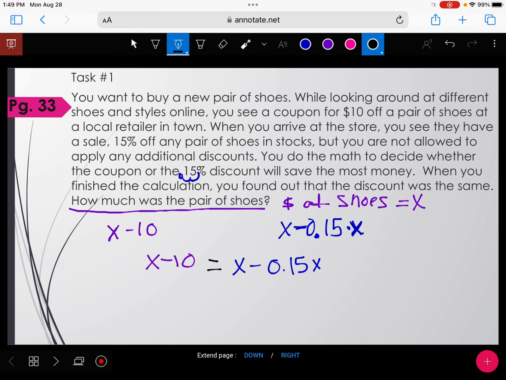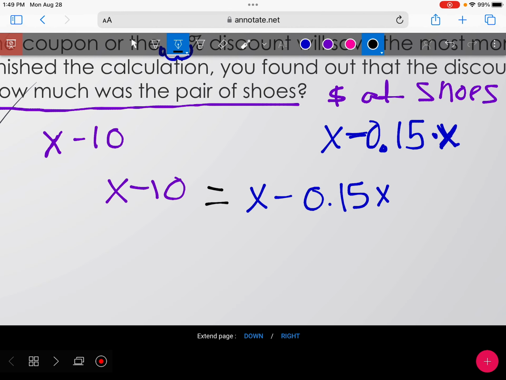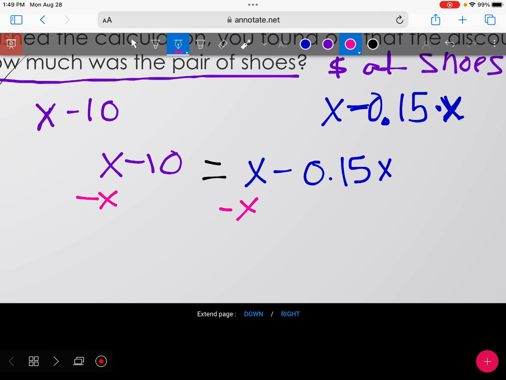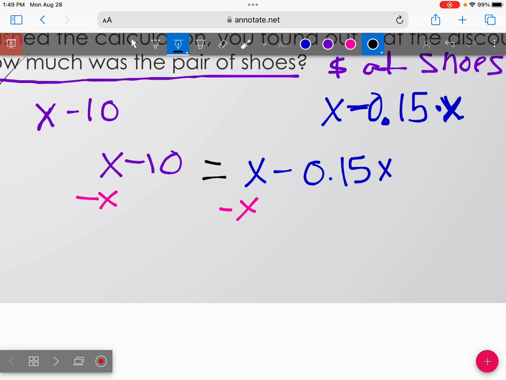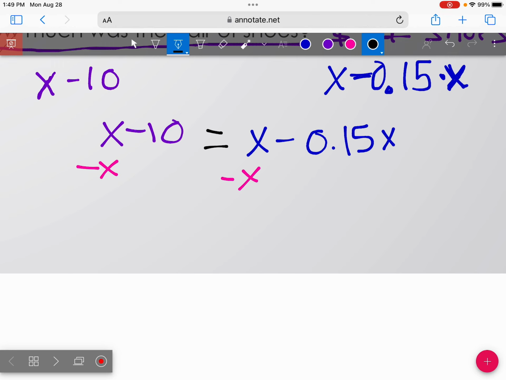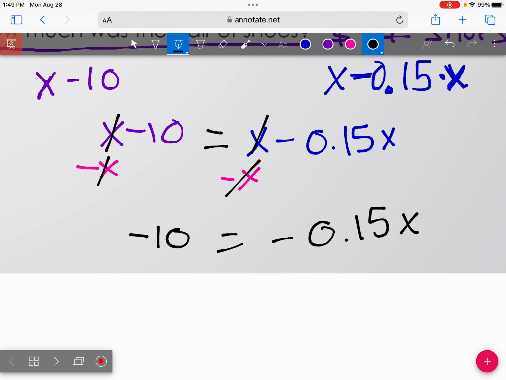So what can we do? How could I go about solving this? Subtract X. Yep, I can do that. I can minus X from both sides. Totally fine. That's going to give me, I'll give myself some more space here. My X and my X cancel out, so we have minus 10 equals, that one cancels out, minus 0.15X. Excellent strategy.